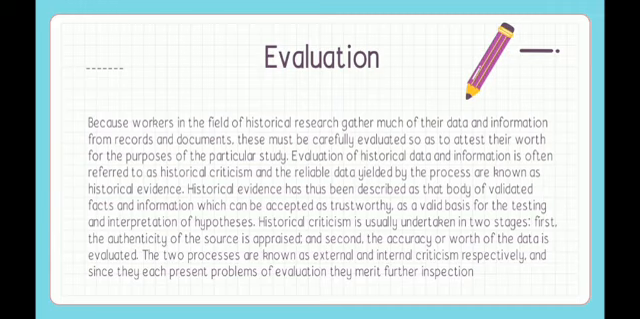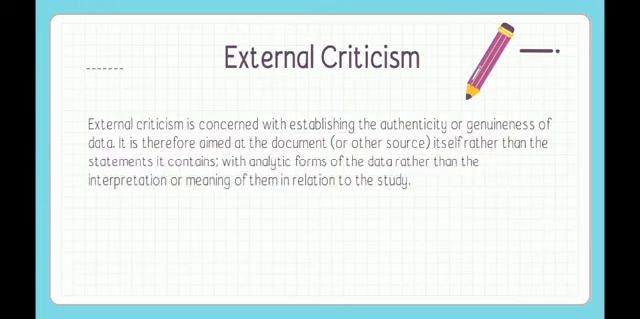Historical criticism is usually undertaken in two steps. First, the authenticity of the source is appraised, and second, the accuracy or worth of the data is evaluated. The two processes are known as external and internal criticism respectively, and since they each present problems of evaluation that merit further inspection. Okay, the next slide, external criticism. External criticism is concerned with establishing the authenticity or genuineness of data.